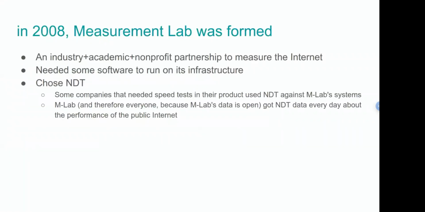Then in 2008, Measurement Lab was formed. Measurement Lab is an academic plus industry plus nonprofit partnership to measure the internet. It needed some software to run on its infrastructure, and it chose NDT. Some companies that needed speed tests used NDT against MLab systems, like I said, and MLab, and therefore everyone, because MLab's data is open, got NDT data every day about the performance of the public internet. And we published it, as fast as we could, which is increasingly fast. We now publish it in 2 hours, I think, after we receive it.